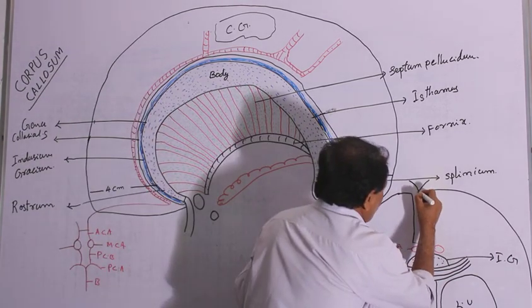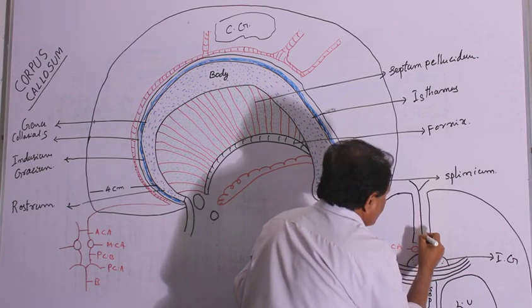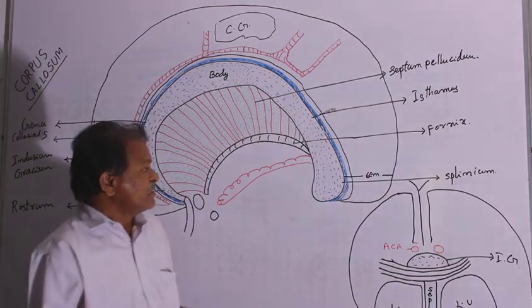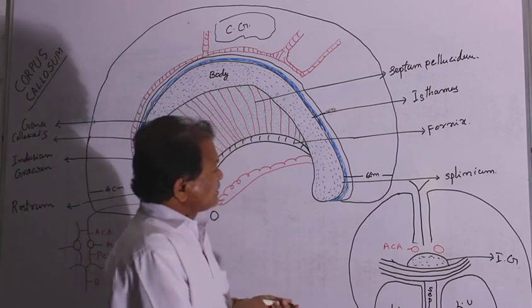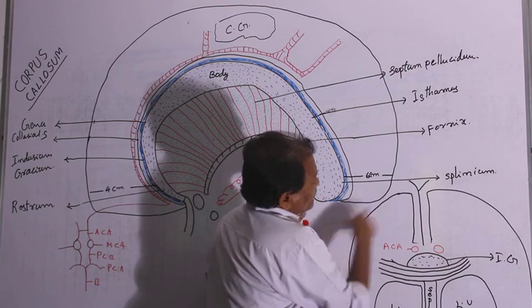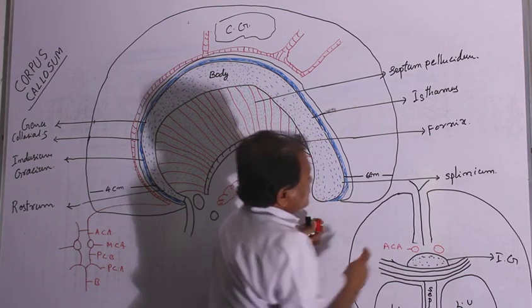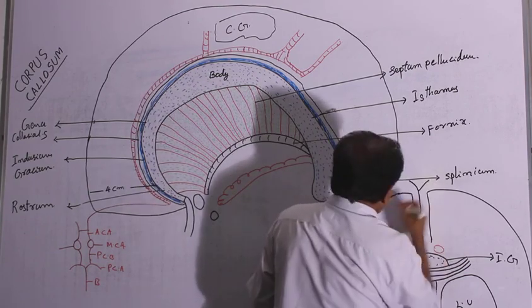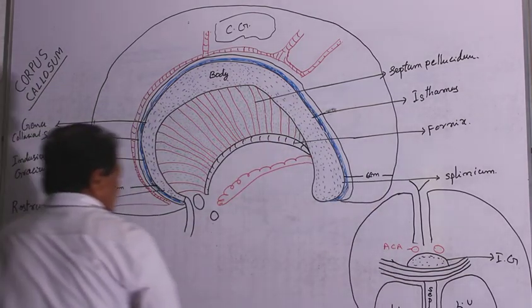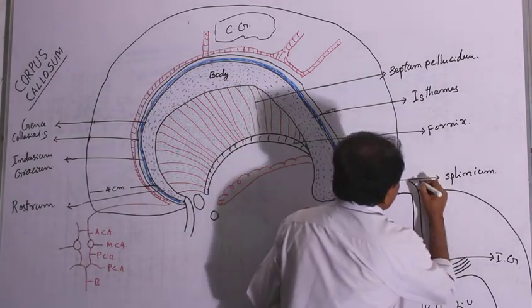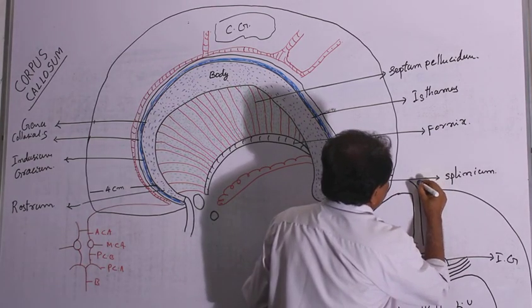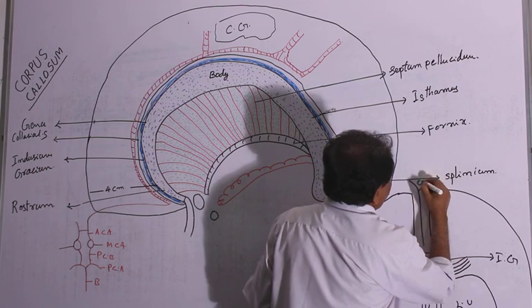It is a fold of the dura mater. It hangs on the superior surface of the corpus callosum. It ascends upwards in the split-end portion, and in this split-end portion there is the superior sagittal sinus.